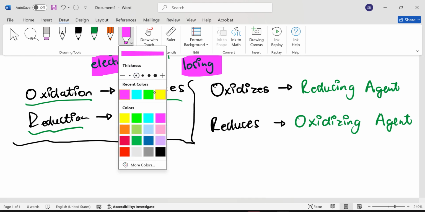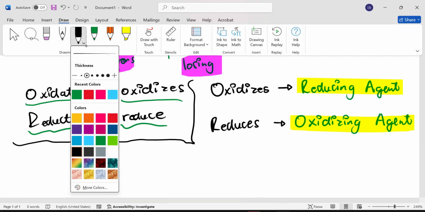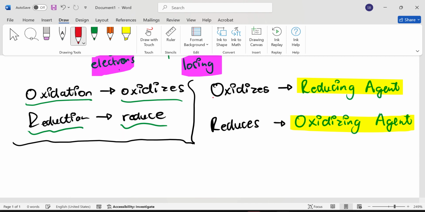It's a bit too thick for my liking. So we say that it is the reducing agent when it undergoes oxidation, and we say that it is the oxidizing agent when it undergoes reduction. Notice how these words work. They are opposites of each other. So when something oxidizes, it is the reducing agent. When something reduces, it is the oxidizing agent.